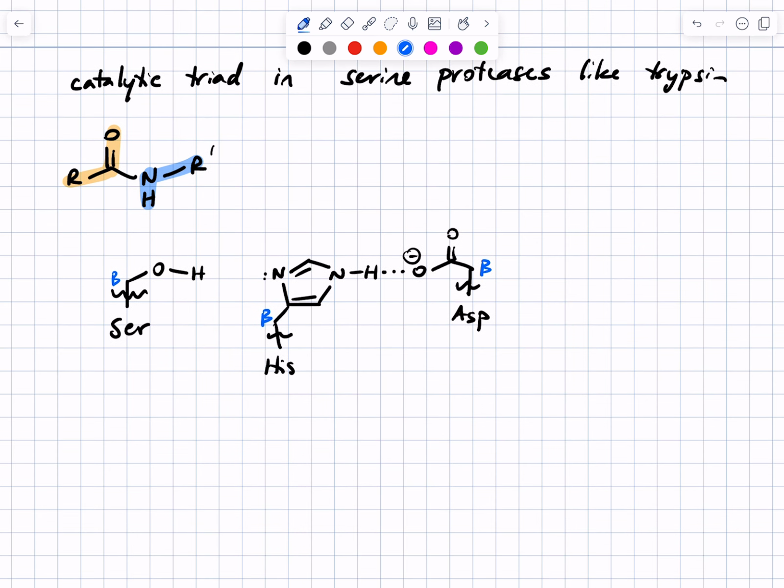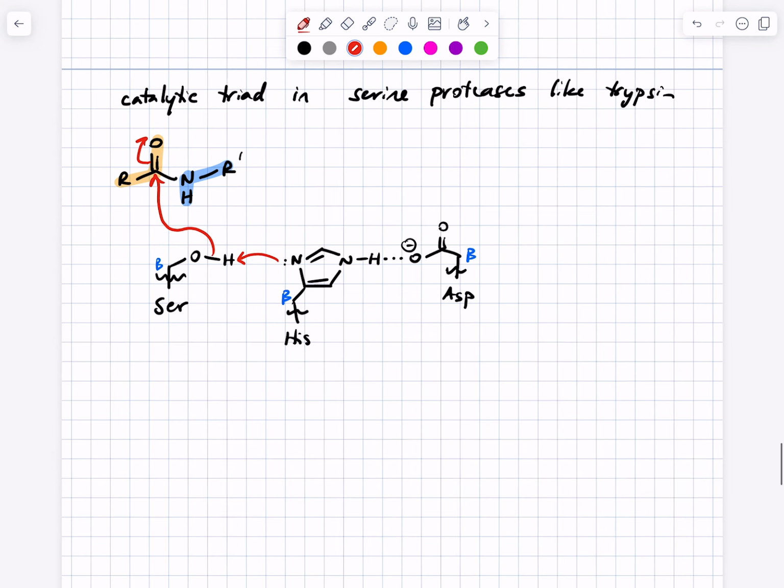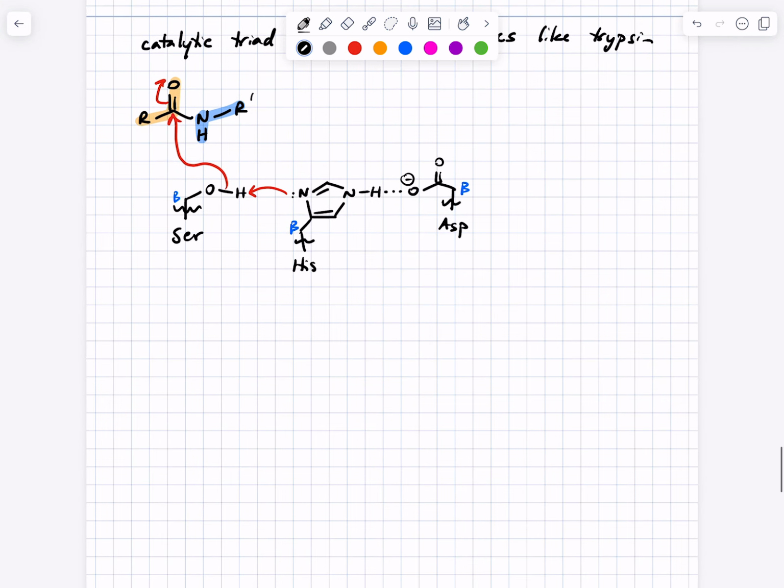So as you saw before with lipase, the hydrogen bonding of aspartate with histidine makes histidine more basic and more nucleophilic such that it can deprotonate serine, which then attacks the amide bond to give you a tetrahedral intermediate. As with the lipase, there's an oxyanion hole or some hydrogen bonding groups that stabilize the negative charge on that tetrahedral intermediate.